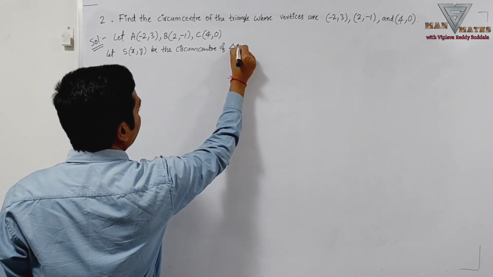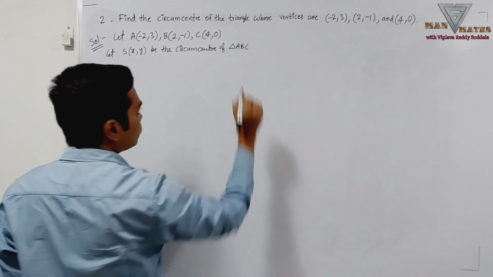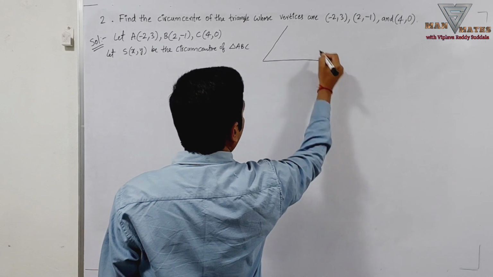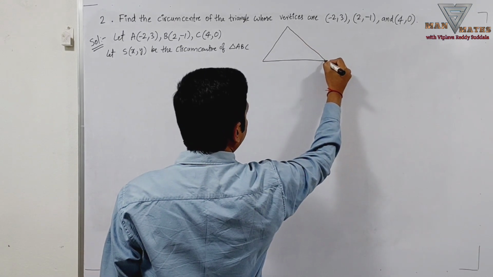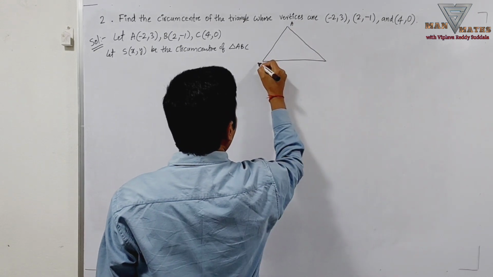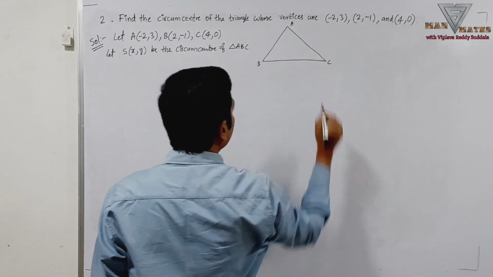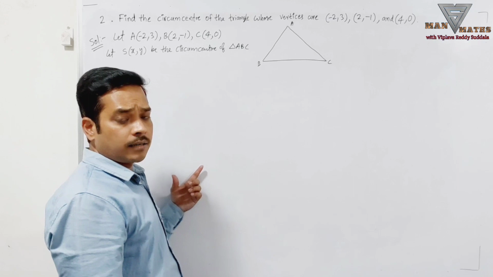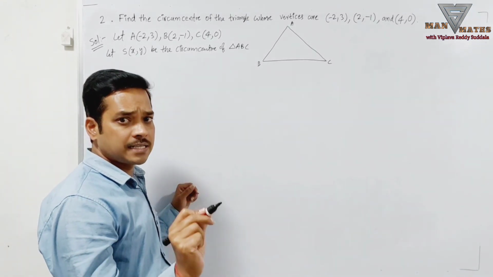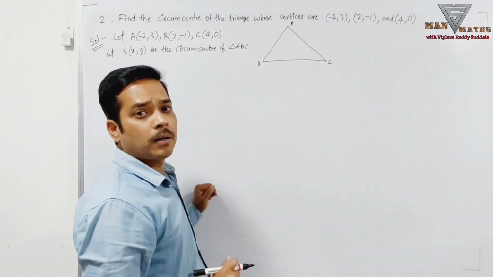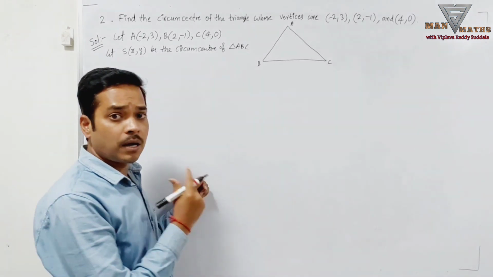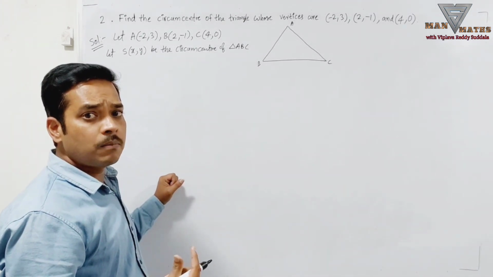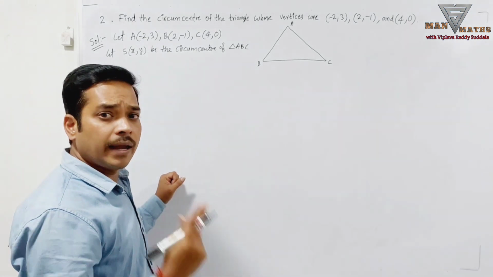of triangle ABC. Here ABC is a triangle and S is the circumcenter. What is the definition of circumcenter? The point of intersection of any two perpendicular bisectors. In this problem, we are going to find the equations of the perpendicular bisectors of any two sides.